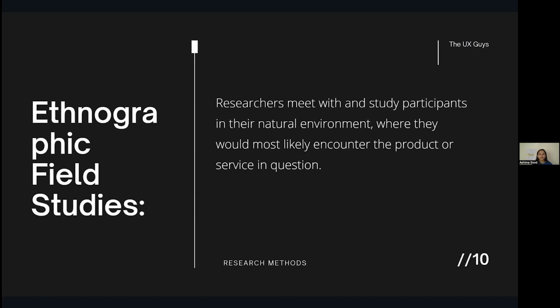Then we have ethnographic field studies, and it's fairly straightforward, where researchers meet with and study participants in their natural environment, where they would most likely encounter the product or service in question. Of course, you do need to understand a lot more about user psychology when you are practicing ethnography. And that's a whole other field as well that you want to familiarize yourself with if you ever choose to implement ethnographic field studies.